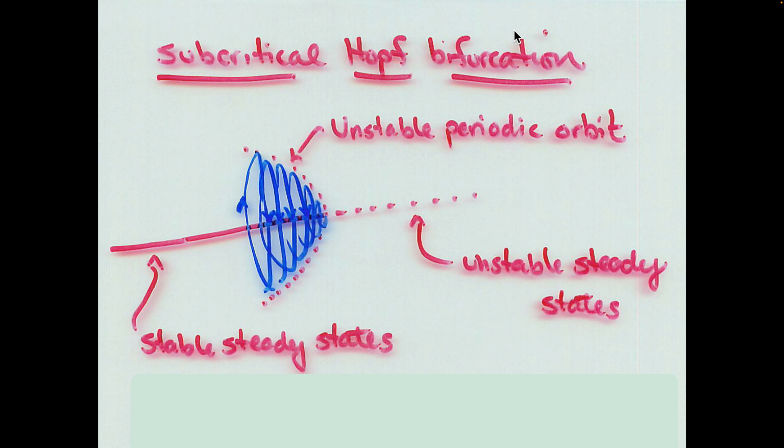The other way Hopf bifurcations can occur looks like this, where the stable steady states go unstable, but bending backwards, you have unstable limit cycles emerging from this Hopf bifurcation. So there are two ways that Hopf bifurcations can be set up. This one's called subcritical because as you move from stable to unstable, the limit cycles are on the pre-critical side.